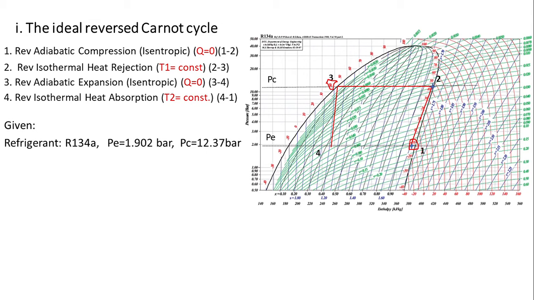And the final process is the isothermal process, again a horizontal line, so the 4 to 1 process is like this. So this is the cycle on the pH chart.